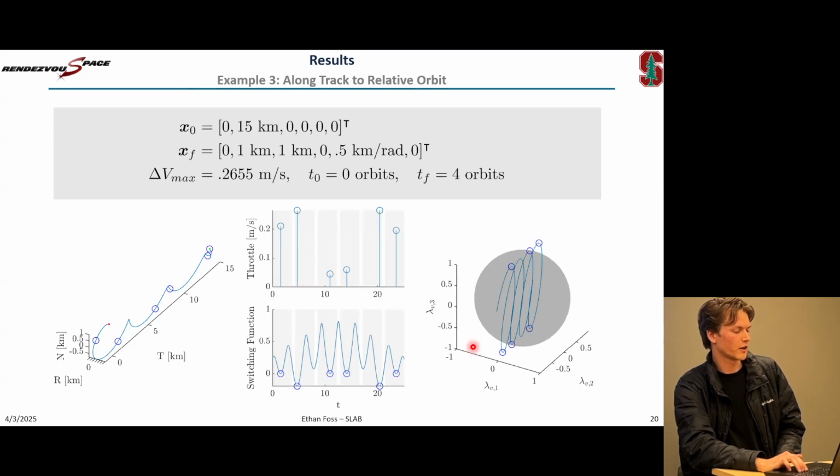Another example we have here is a long track to relative orbit. Additionally, you can see the same sort of behavior that was occurring in the previous example with the throttle and the switching function.